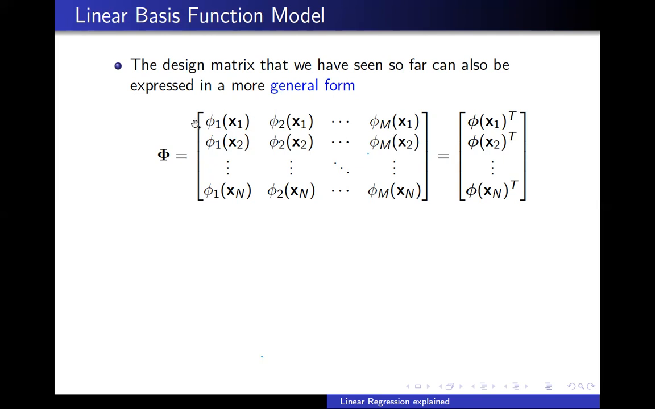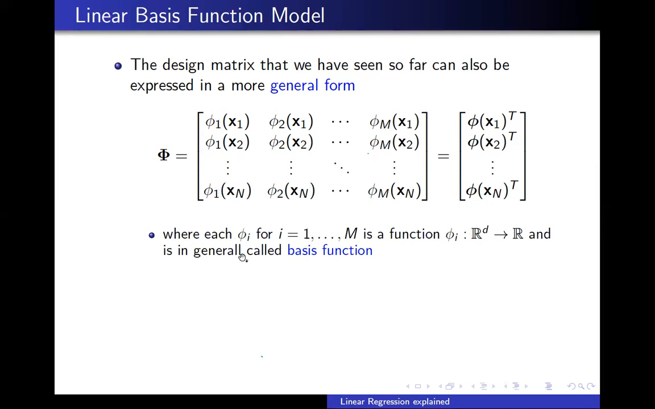So the first row corresponds to the first data point: if phi 1 is computed on the first data point, phi 2 is computed on the first data point, and in the same way phi m is computed on the first data point, that will give us the first row, right? And so on.